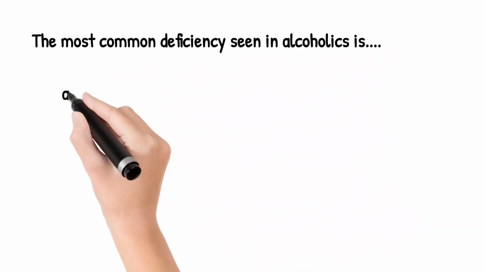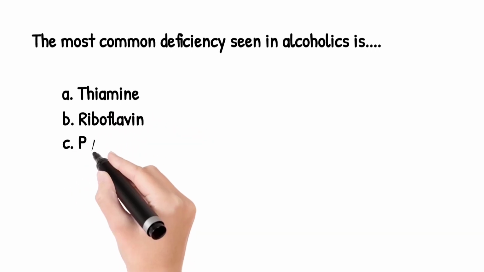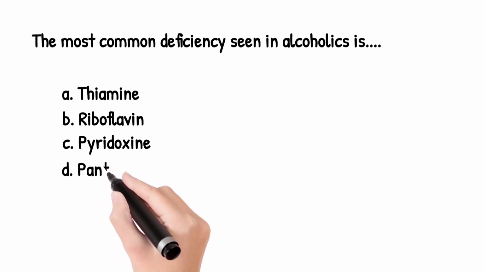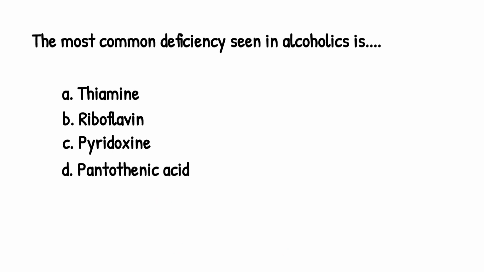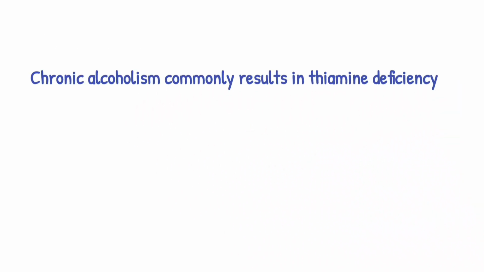The most common deficiency seen in alcoholics is: option A, thiamine; option B, riboflavin; option C, pyridoxine; option D, pantothenic acid. The answer is option A, thiamine. Chronic alcoholism commonly results in thiamine deficiency.